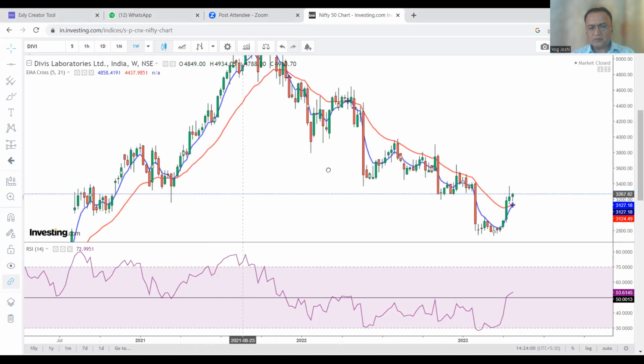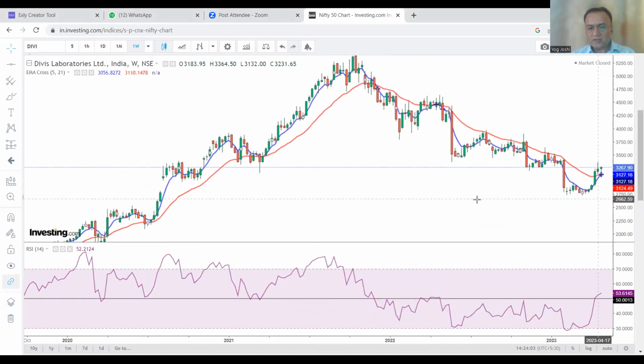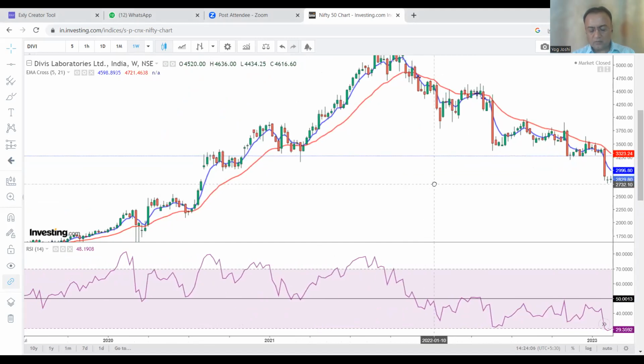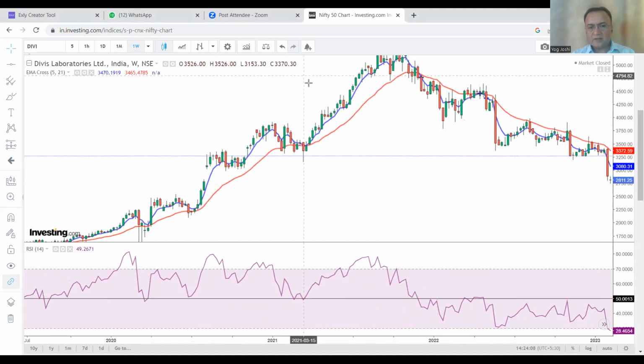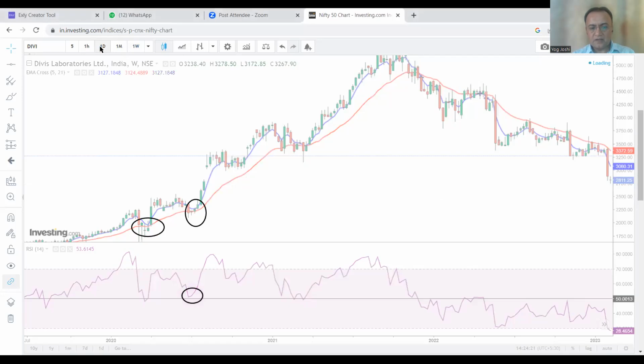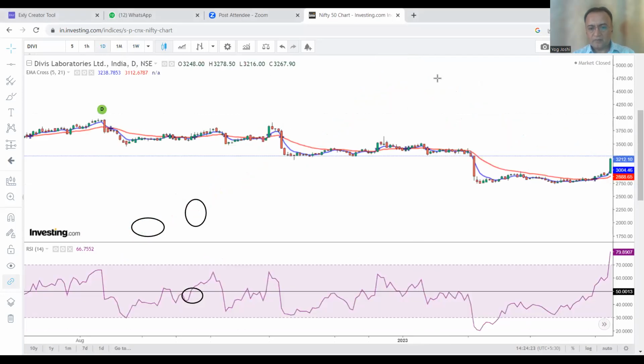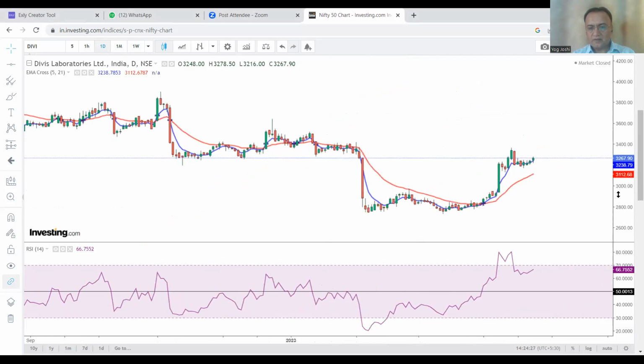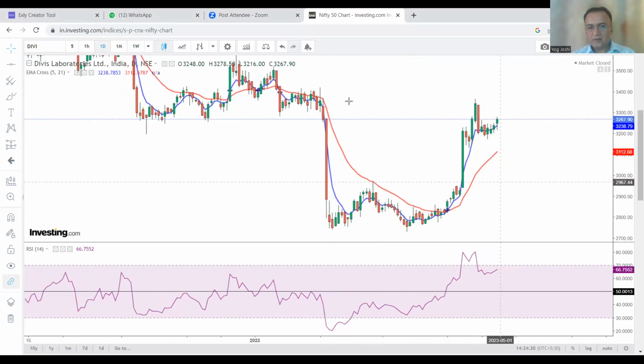With only these two combinations, we can say it's the 5 and 21 days, or the weekly, moving average crossover and RSI. See, this is clear-cut once again. Crossover, price bounce back. Okay, now we are just thinking in the daily time frame. Clear-cut daily time frame. Positive crossover. Price over and above the 5 days and 21 days EMA. RSI also breaks the 50 level.